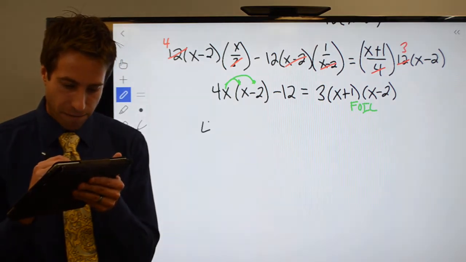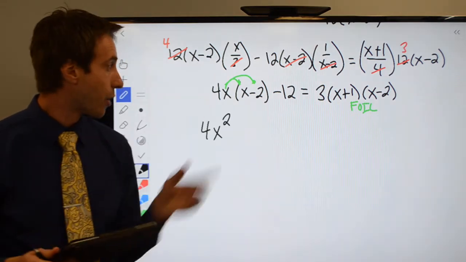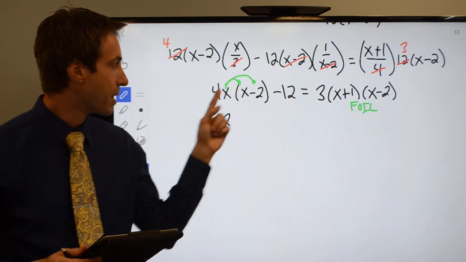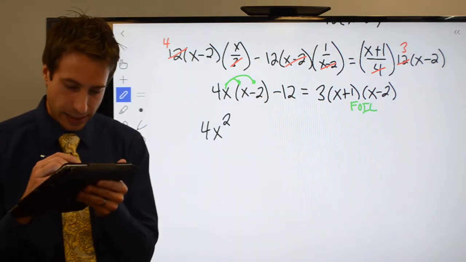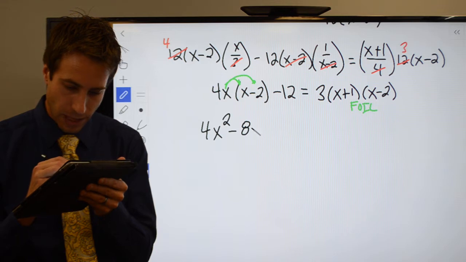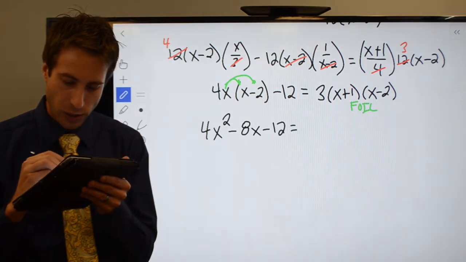It's algebra 2. You guys know, you should expect this stuff. You know it's coming. So here we go. That's going to give me a 4x squared, right? 4x times x, 4x squared. That's going to give me a minus 8x. And then I got that negative 12. All right, that wasn't so bad.